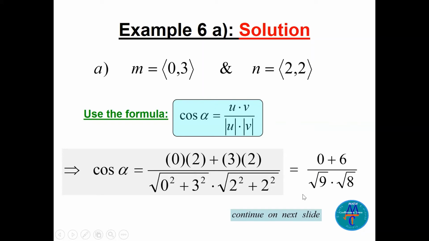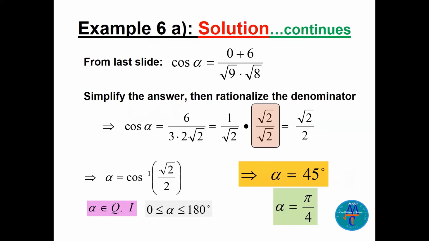And let's see on the next slide what will happen. So cosine of alpha will be 6 divided by 3, see, the square root of 9, times 2 times square root of 2. So it will be 1 over square root of 2. When you rationalize it, you get square root of 2 over 2. So what is this angle? Alpha is cosine inverse of square root of 2 over 2. Remember, alpha is between 0 and 180. And since this is a positive number, it should be in quadrant 1. And the angle is 45 degrees, or pi over 4 radians.